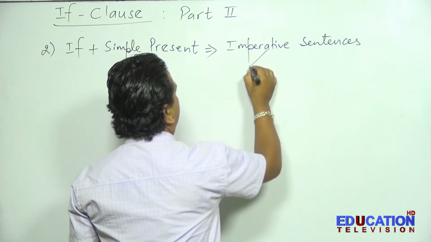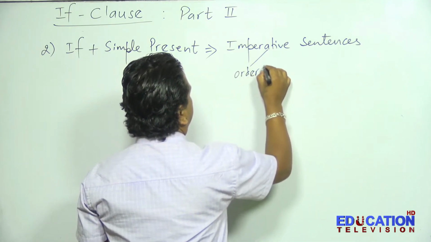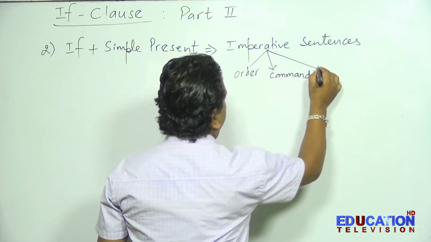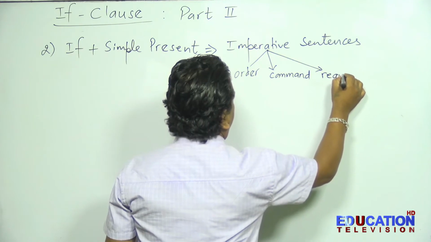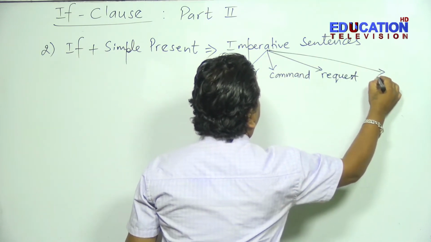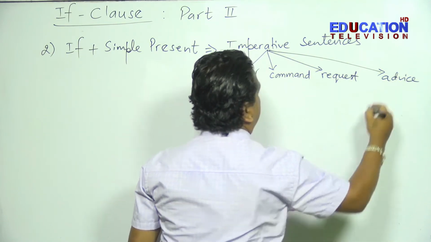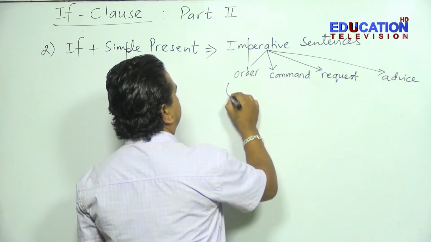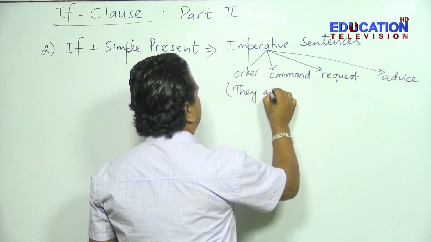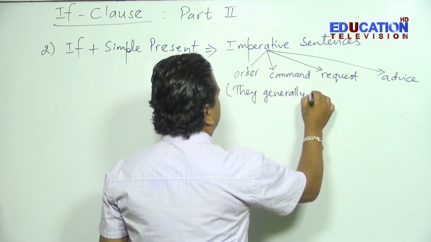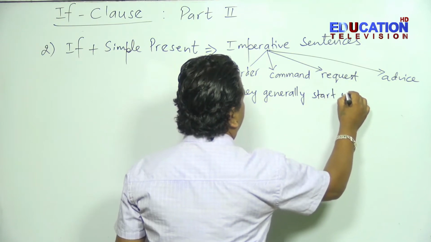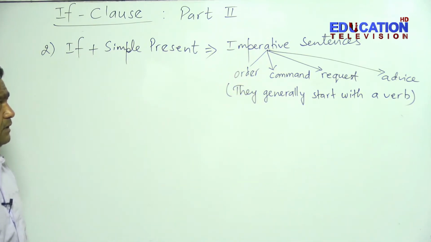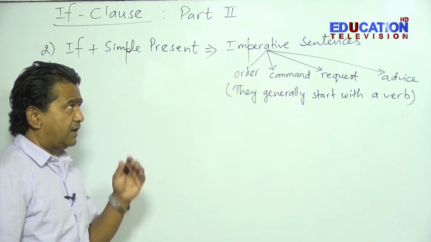Imperative sentences, so order or command or request or advice, etc. And they generally start with V1. Not always, generally. They generally start with a verb. Well, now let us see the examples of this type.